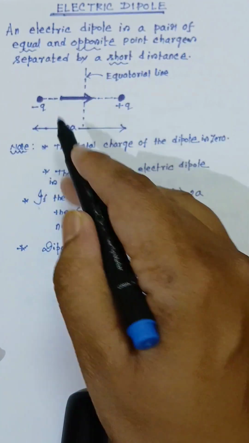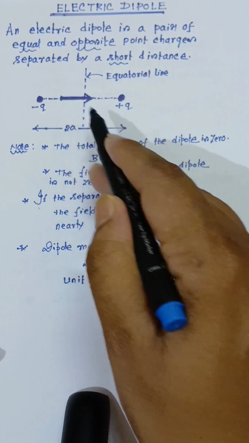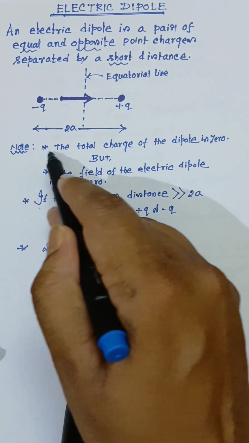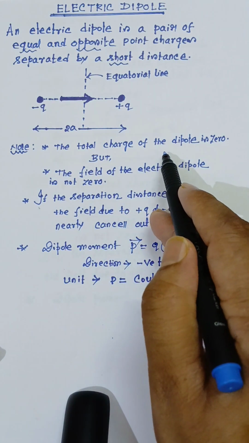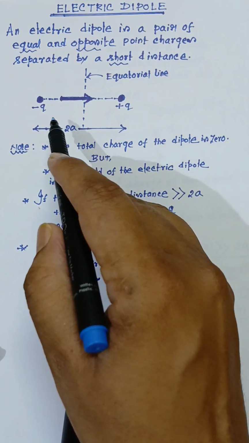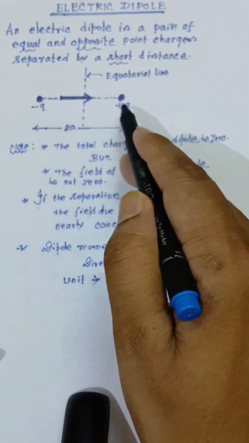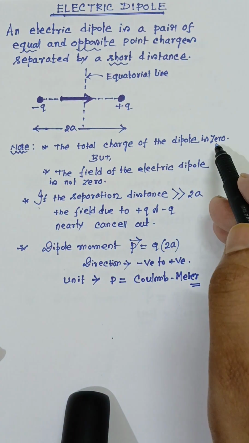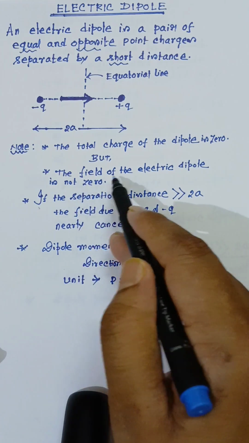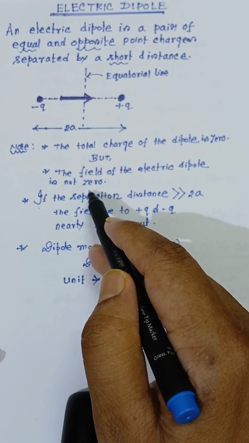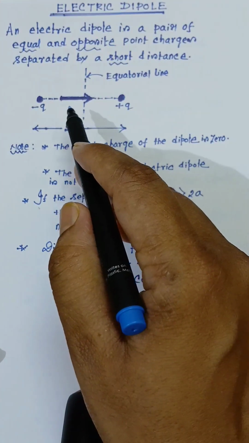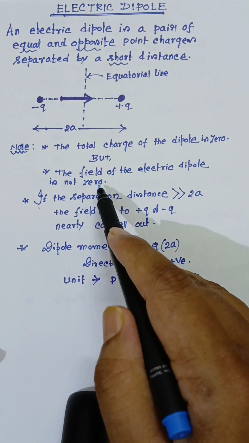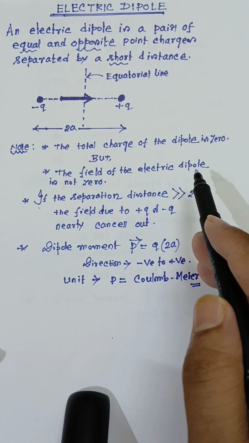Now, certain points are associated with the dipole. Number one, note that the total charge of the dipole is 0. Of course, because minus q and plus q, so the total charge of the system is 0. But the field of the electric dipole is not 0. The field will exist due to the minus q charge as well as the plus q charge. So the field is not 0, but the total charge of the dipole is 0.